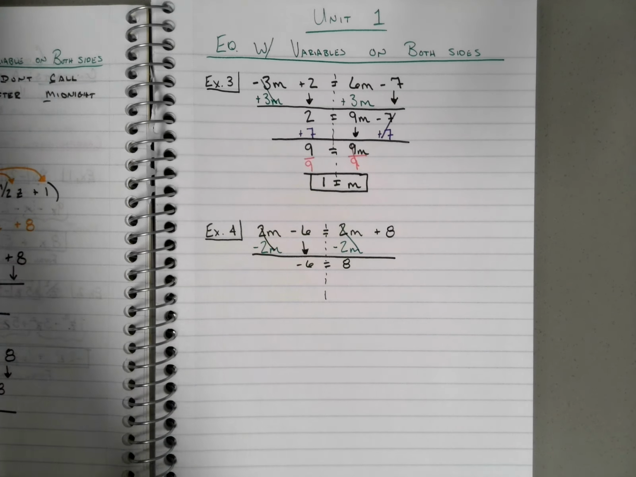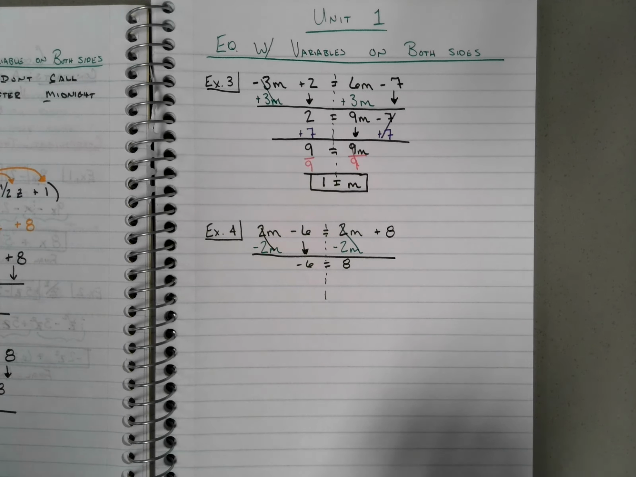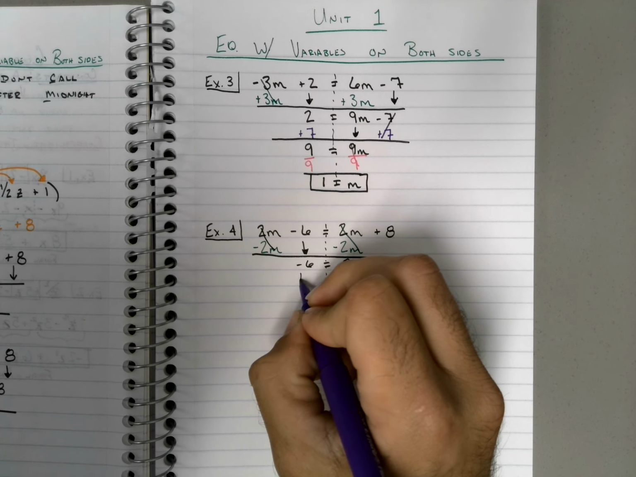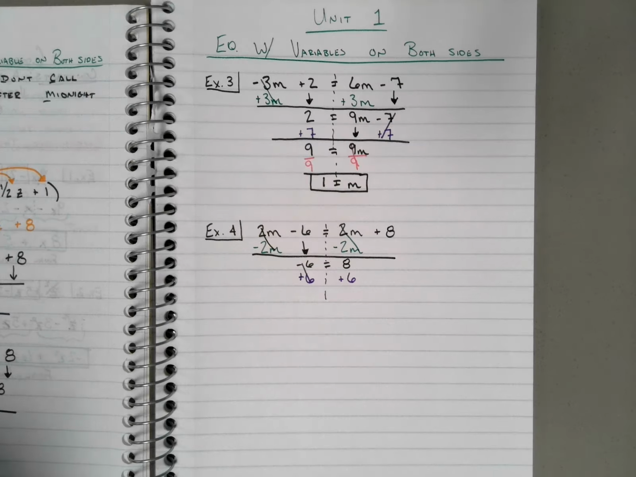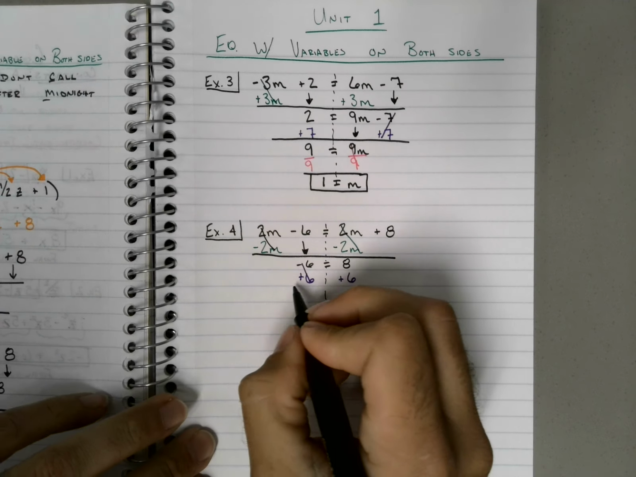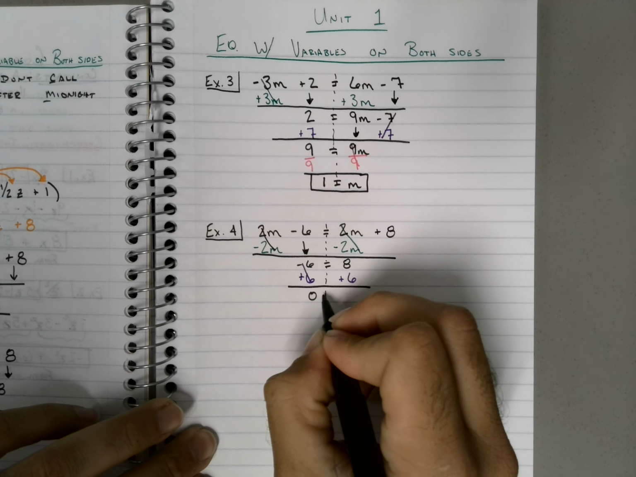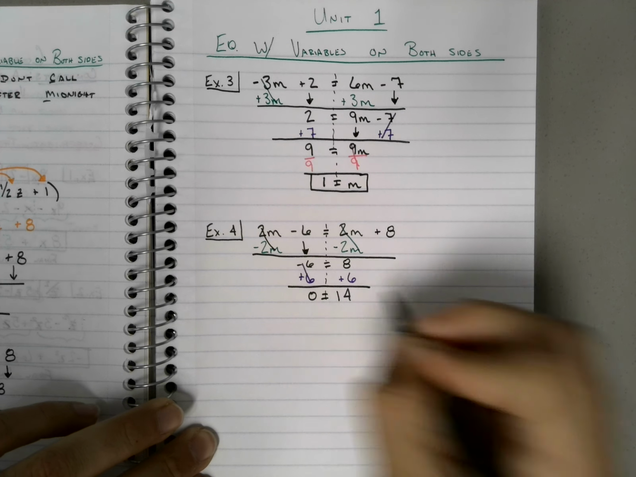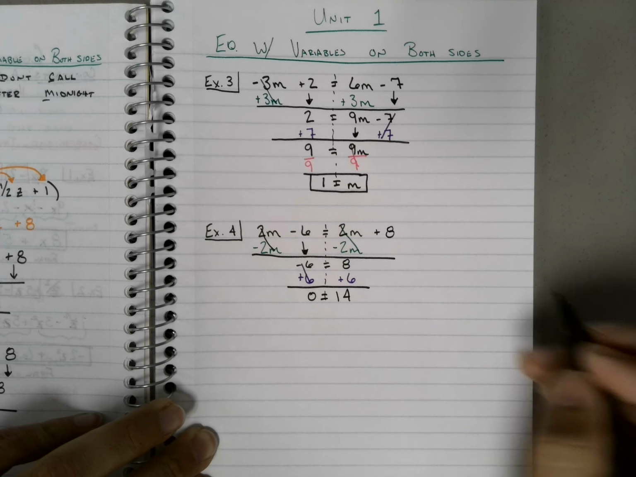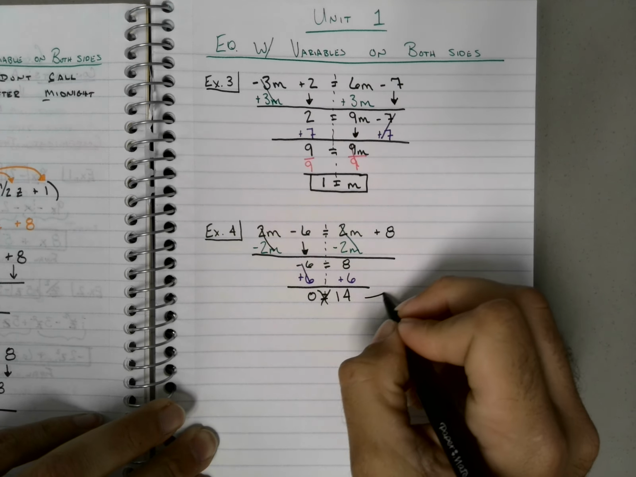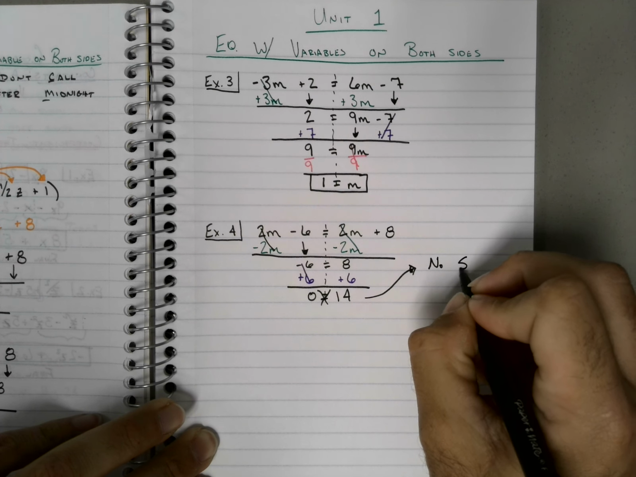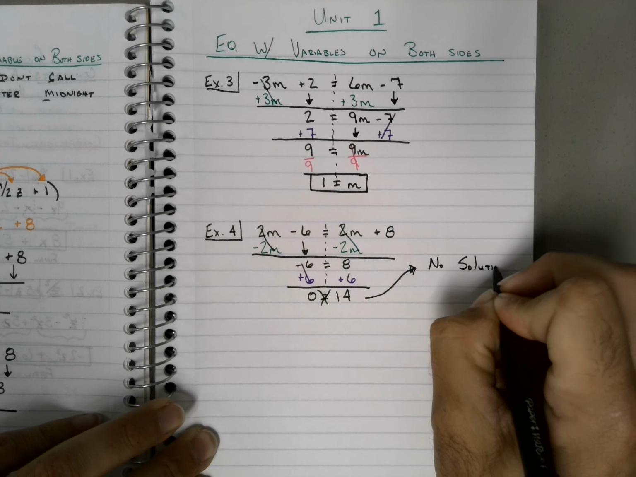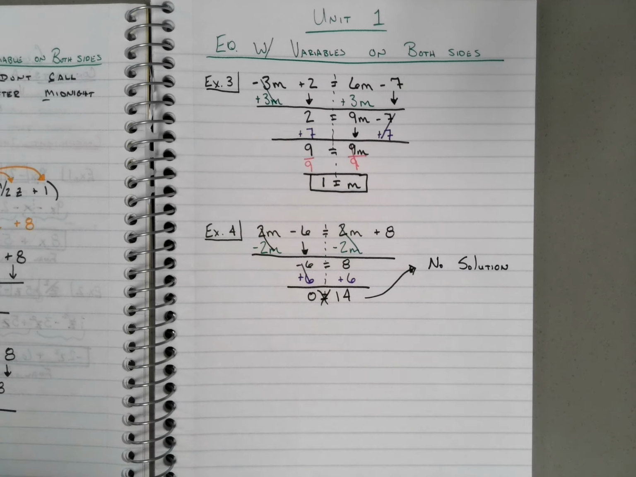But before we do that, we'll go ahead and get everything on the same side. Now I want to keep it positive. So I add 6. What you do on one side, you do to the other. Those cancel. Give me 0. 8 plus 6 is 14. Can 0 equal 14? It cannot. So that means this is an identity. This means we have no solution for this example. There's no answer to this example.